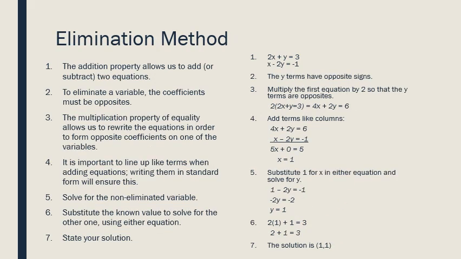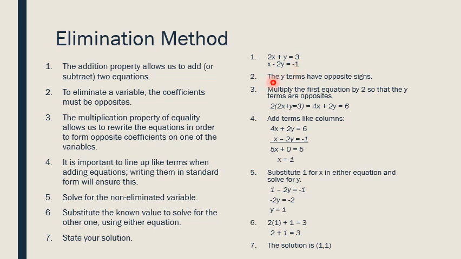There's another method you learn called the elimination method. When you do this, you set up your two equations kind of like a big subtraction or addition problem, and you line up the x terms in one column, the y terms in another column, and the constants in a third column.